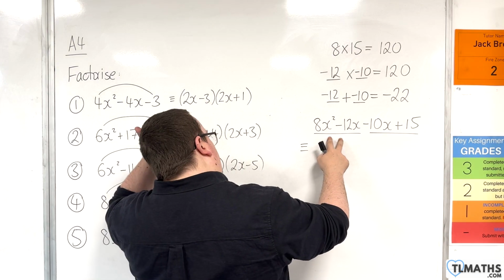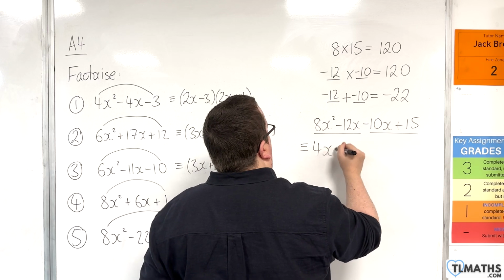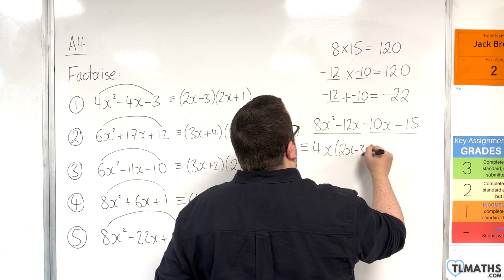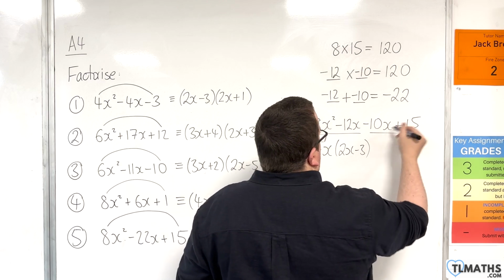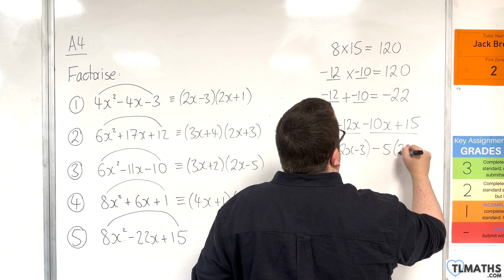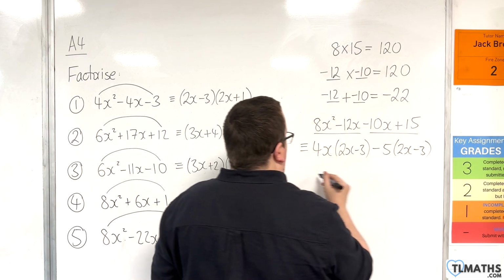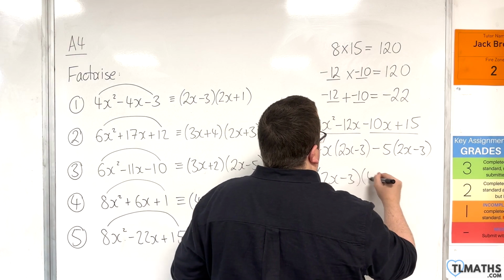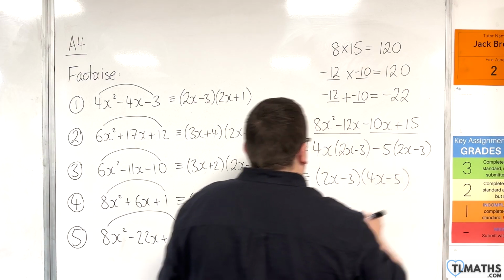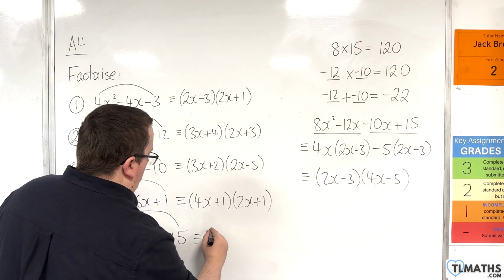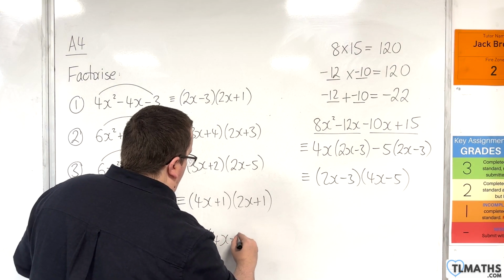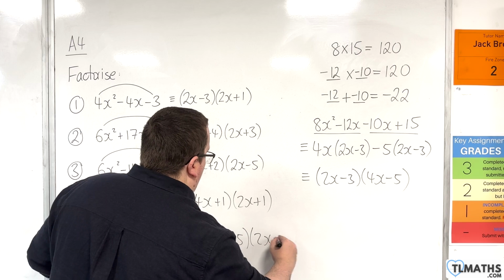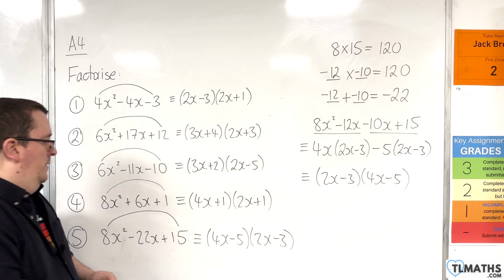So factorise the first half, we're going to get 4x, 2x take away 3. And then we can factor out the minus 5 here and get 2x take away 3. So we have 2x take away 3 and 4x take away 5. So 4x take away 5, 2x take away 3. And that's my answer.